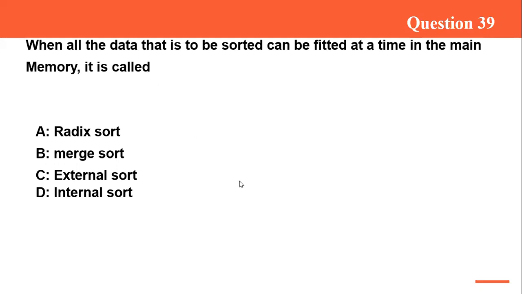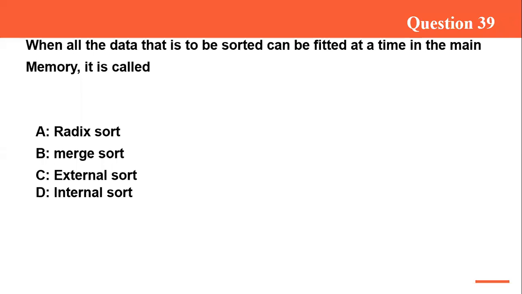This one is something you need to know a bit. When all the data that is to be sorted can be fitted at a time in the memory, what is it called? Actually, we have two types of sorting techniques: external sorting and internal sorting. Internal sorting means we have some values and shift them in between only. We don't use any external things. If you are able to store all the values at a time, then we perform internal sorting.